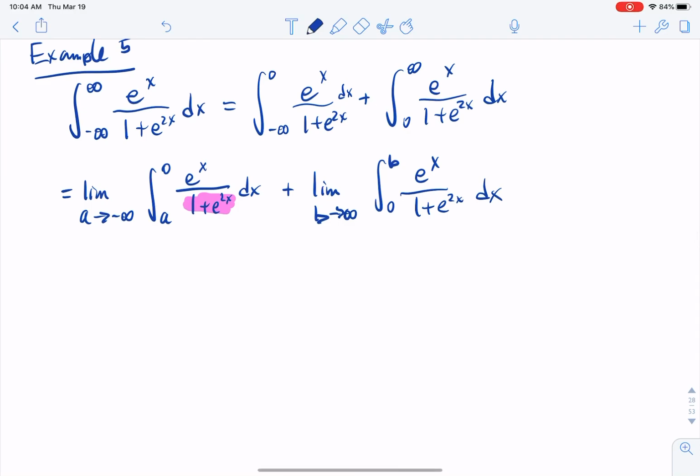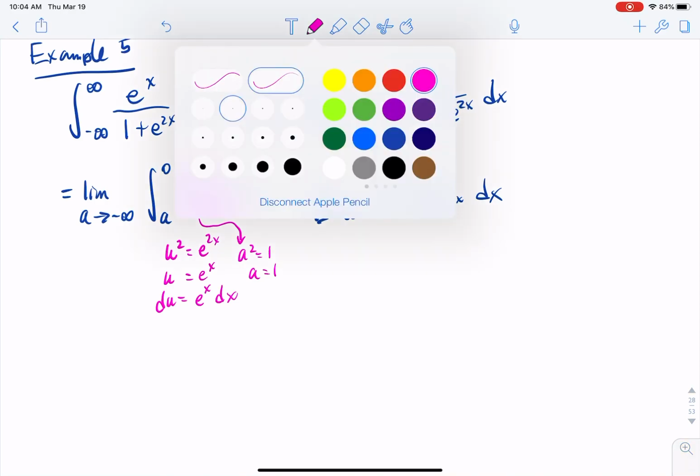And speaking of arctangent, our u squared is equal to e to the 2x, and our u would just be e to the x. We do have to do a u substitution of this form, so our du is equal to also e to the x dx, which is the e to the x that's on top. Perfect. The other thing is that our a squared is equal to 1, so a is equal to 1. Again, it's an arctangent in disguise.